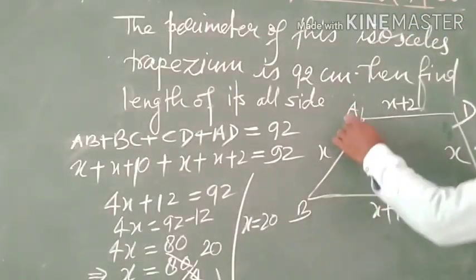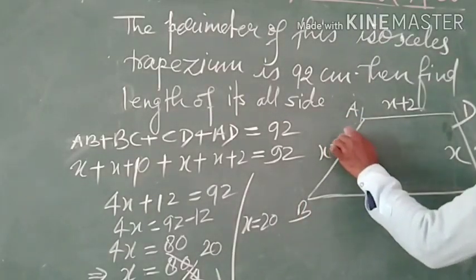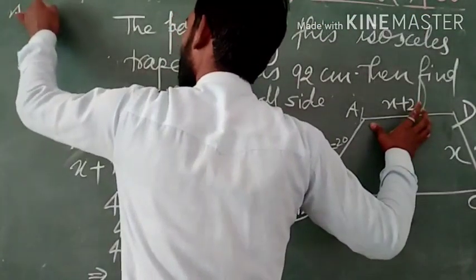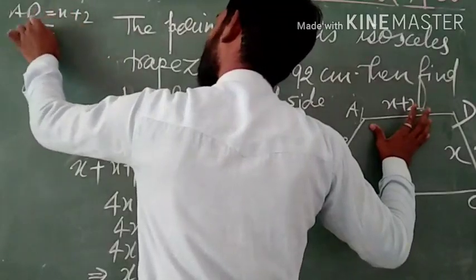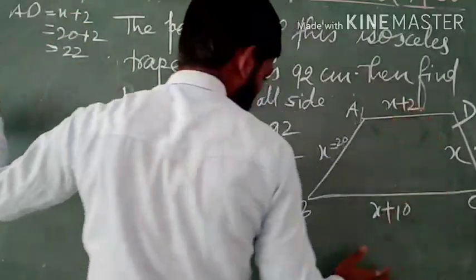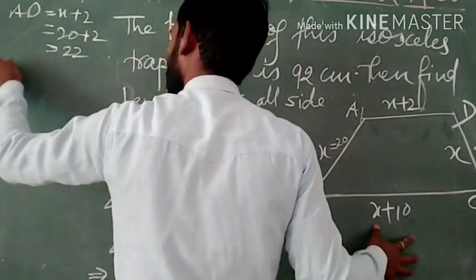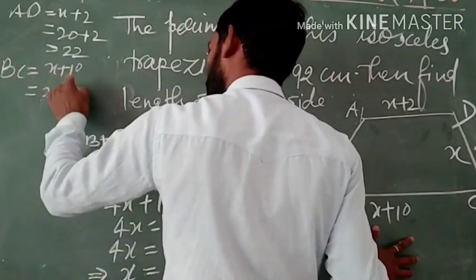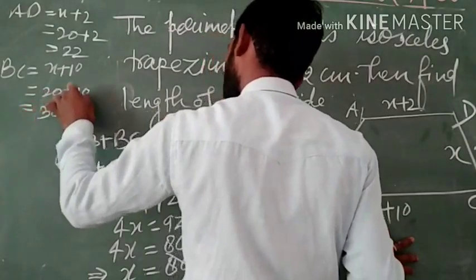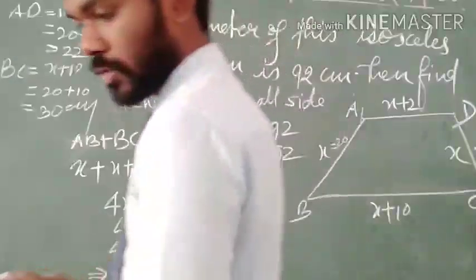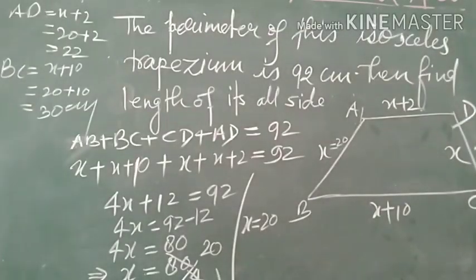Now since here AB is x, therefore x will be equal to 20. Now find the value of AD. AD will be equal to x plus 2, that is 20 plus 2, which is 22, and the next, BC is equal to x plus 10, which is equal to 20 plus 10, and this is equal to 30 centimeter, and hence in this way we get the required result. Okay students, so I hope the question is clear to everyone.